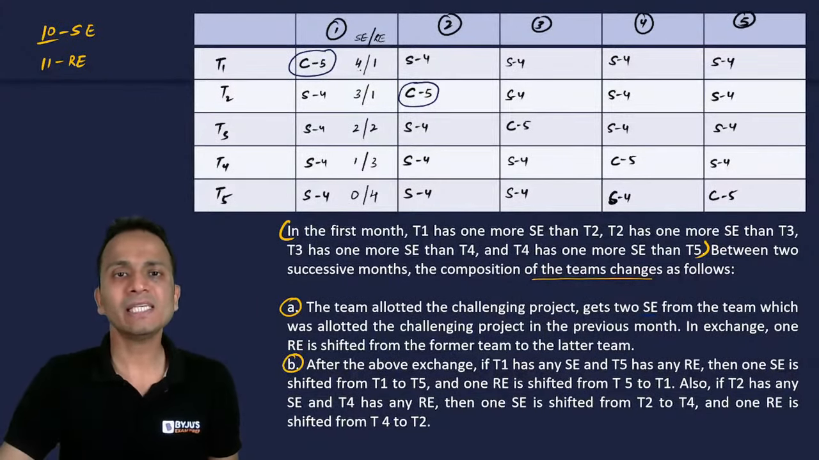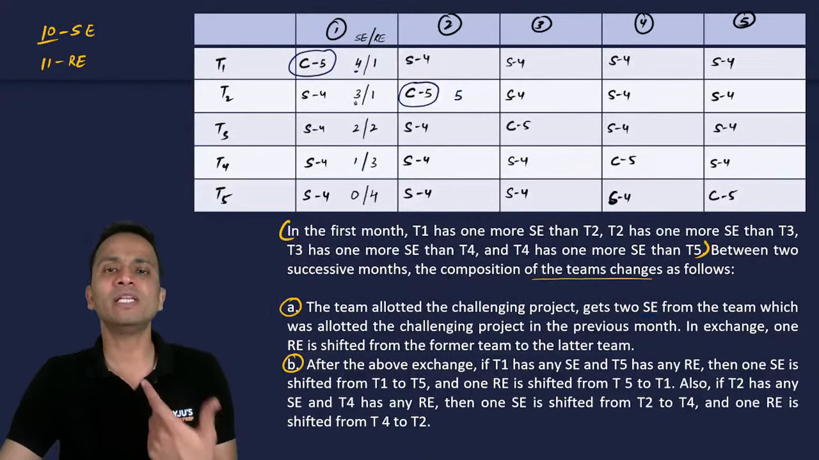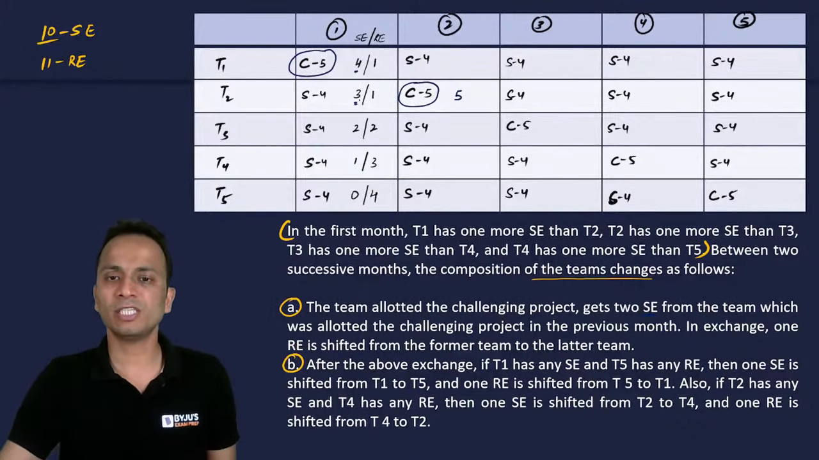So अभी SE कितने थे? 4 SE थे और इसके पास 3 थे. So 4 में से इसको 2 मिल जाएंगे तो इसके पास SE कितने हो जाएंगे? 5. It will have 5 SE. So whatever the number of SEs were there, it will increase by 2 for this team.